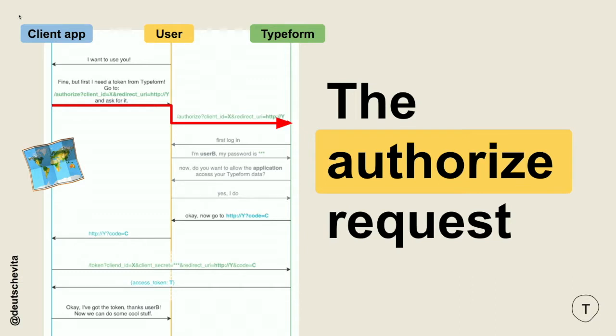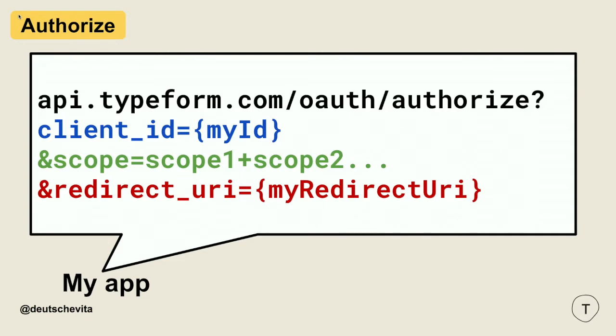And as you can see in the diagram, it's an interaction starting from my client's application, the thing that I'm trying to implement, and it's going to Typeform through the user's browser. So that's why the arrow has an elbow there. And it looks something like this. It's just basically that link that we saw in the browser, and it has some information about the application and what it's requesting.